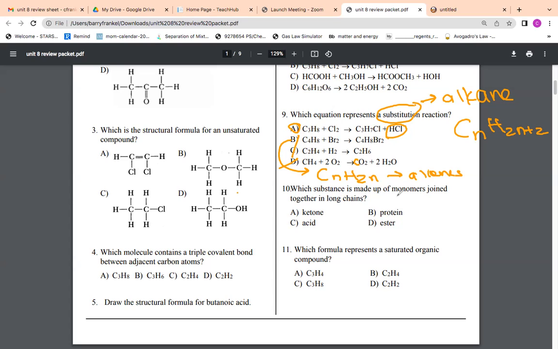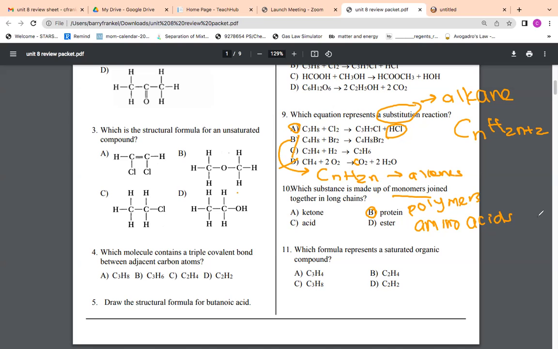Number 10, which substance is made up of monomers joined together in long chains? So what they're asking us is, which of these things is a polymer? And this is my class, proteins. Proteins are polymers. So they're made up of many tiny little individual pieces. And the monomers to proteins, what are they made up of? They are made up of amino acids. You should have learned this in living environment. So a bit of review.